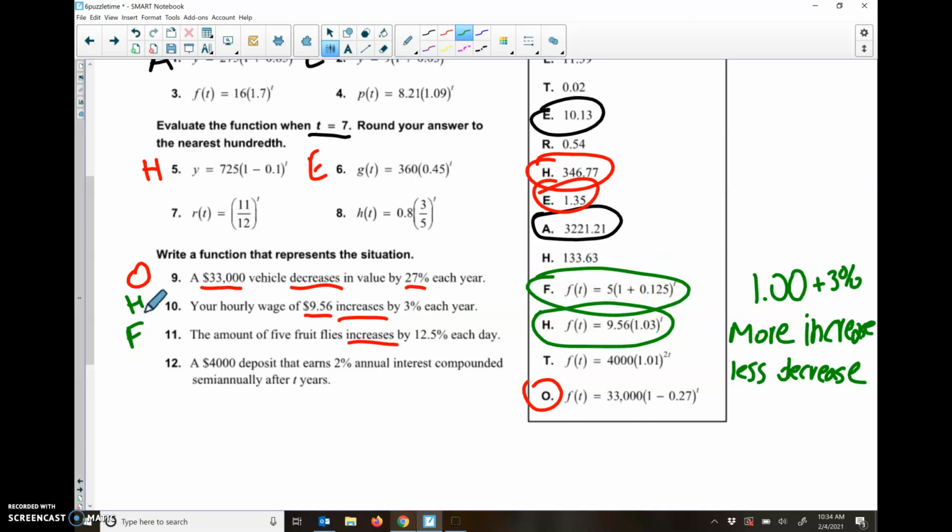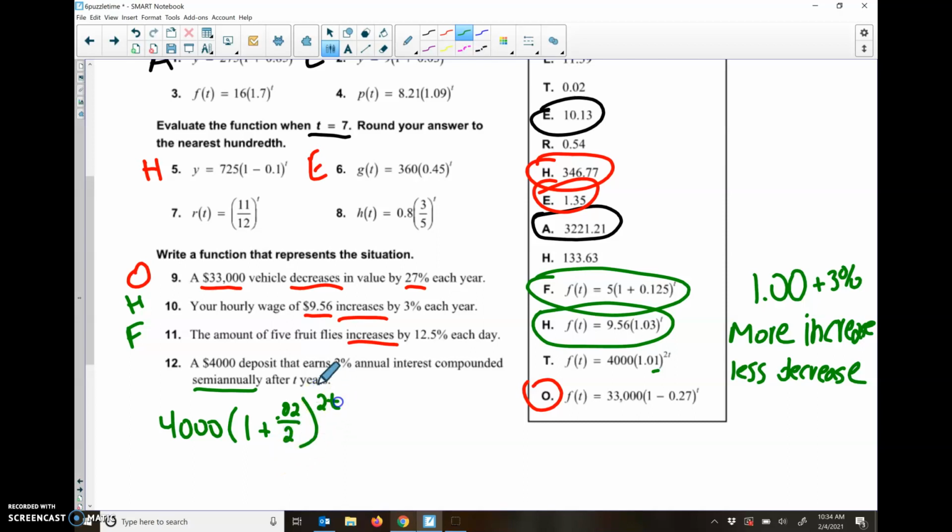Okay, and this one might be a little tricky. Some of you are wondering maybe where that 2 goes. So a $4,000 deposit that earns 2% annual interest compounded semi-annually. So if we're looking at this, the way we would write this out is that $4,000 and then 1 plus the 2%. So some people are wondering why there's a 0.01 in there. But remember, it's compounded semi-annually. So that means twice a year. So I'm going to divide that by 2.